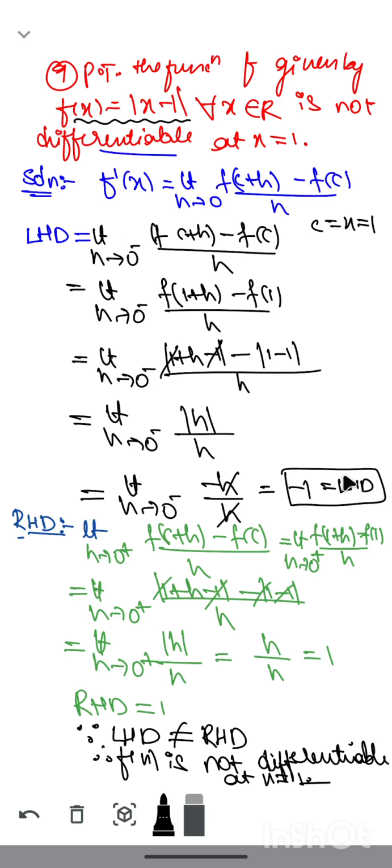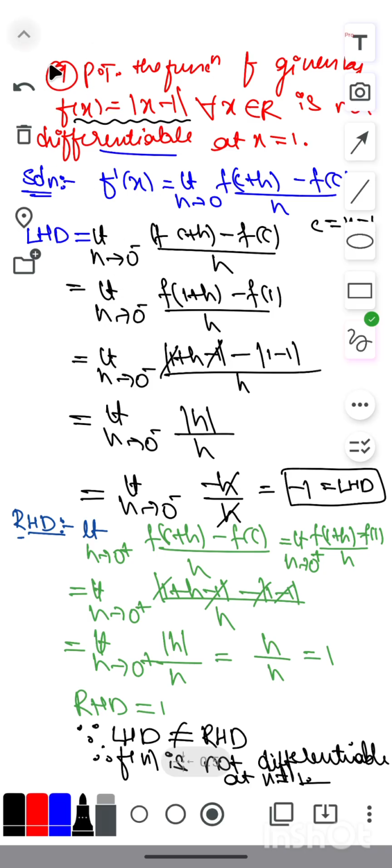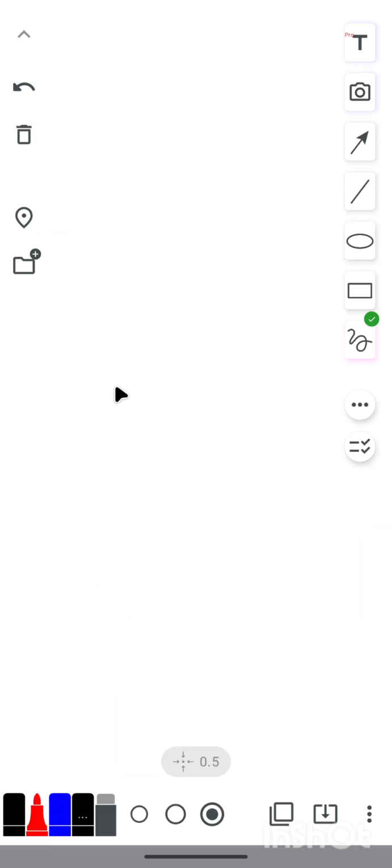We are left with the last question. Let us move to the last question in this exercise. So entire chapter exercise will get over. So the given question is 10th one.